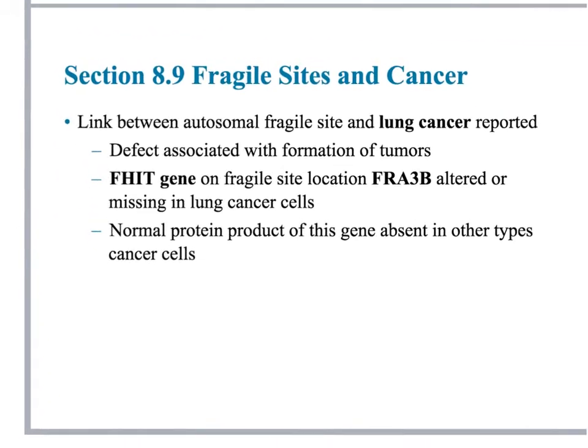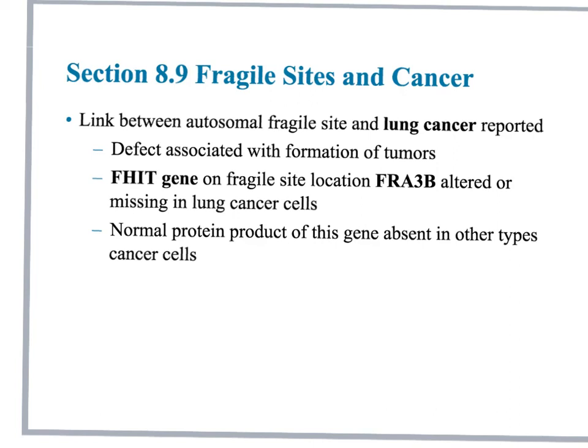There's a link between autosomal fragile sites and lung cancer that has been reported. The defect associated with the formation of tumors is oftentimes the FHIT gene on a fragile site location, like fragile site 3B. That gene, if it's at that location, gets altered or ends up being missing in lung cancer cells. The normal protein product of this gene is absent in other types of cancer cells. So the protein product of that gene is not present in other types of cancer cells, and altered in lung cancer but not present in the others.